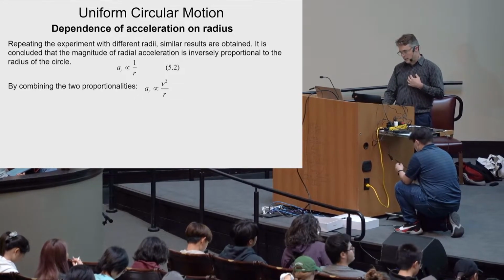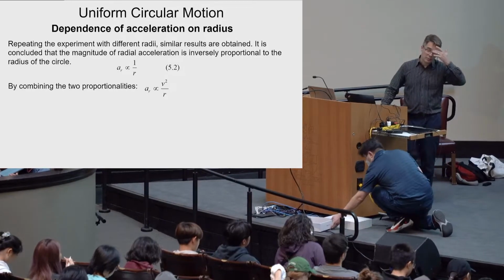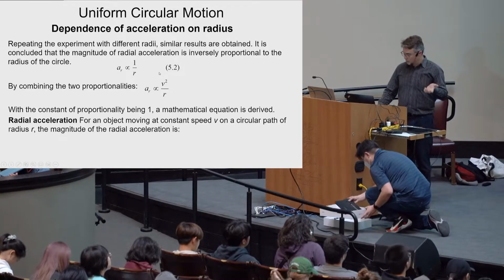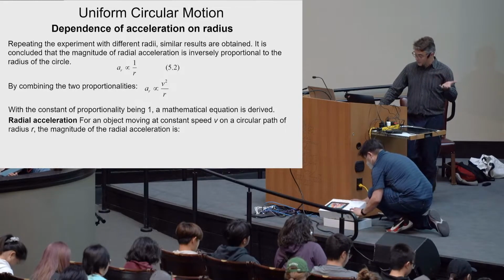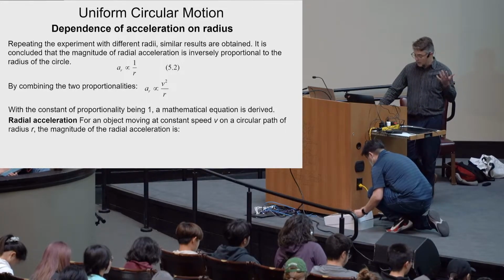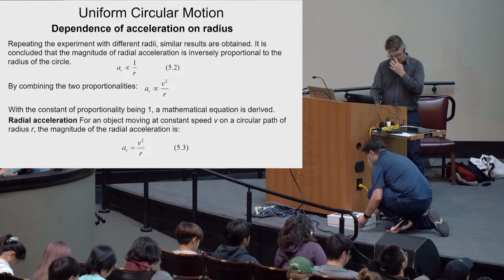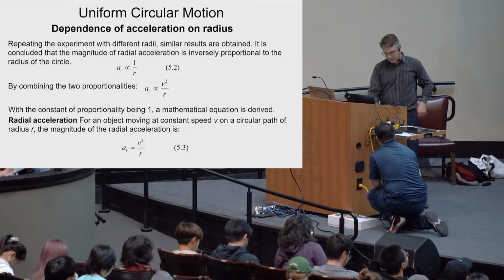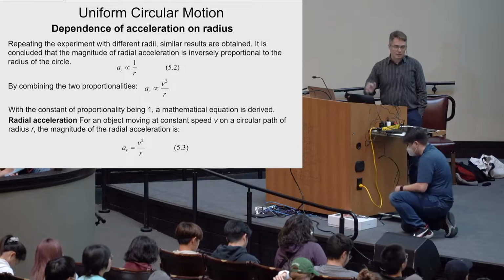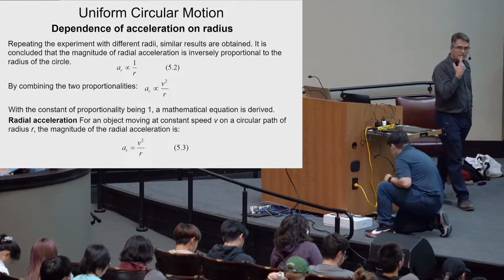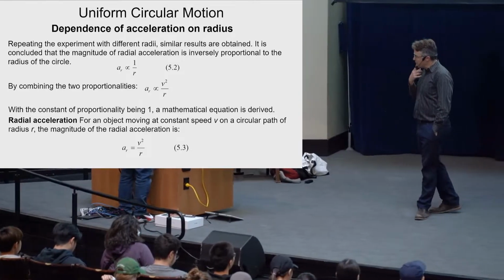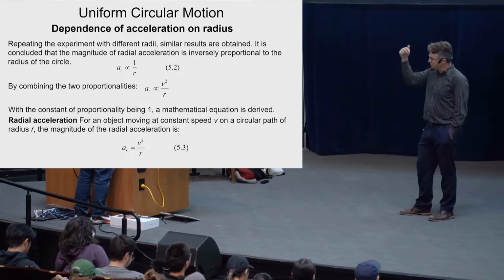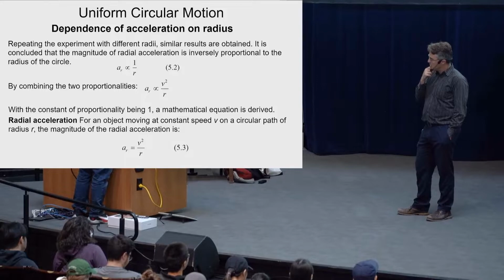And we also know it's proportional to v squared. So combining the two proportionalities, you get v squared over r. And with the constant of proportionality being 1, you got this. I'm not sure where the 1 comes from, but this turns out to be the answer. The radial acceleration is v squared over r. So anytime you're on a circular path and you're going at some speed v, you're going to have acceleration towards the center of the circle, and it's going to be v squared over r. It's a really handy equation.